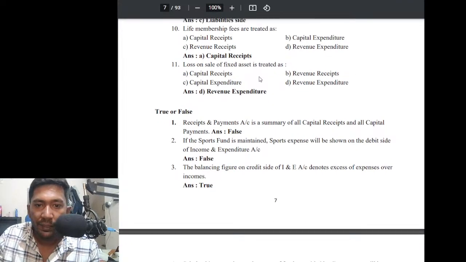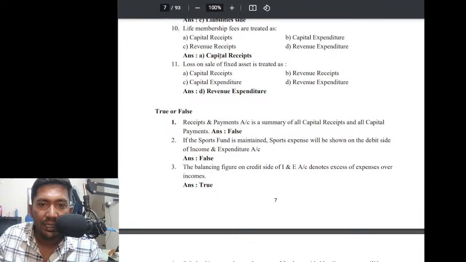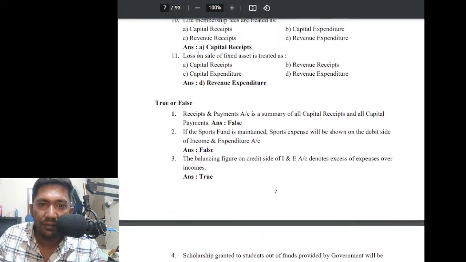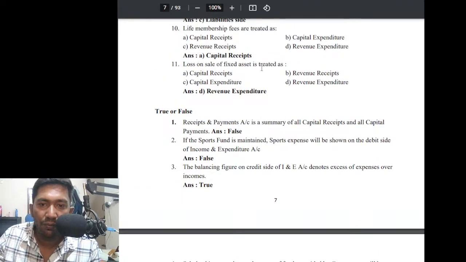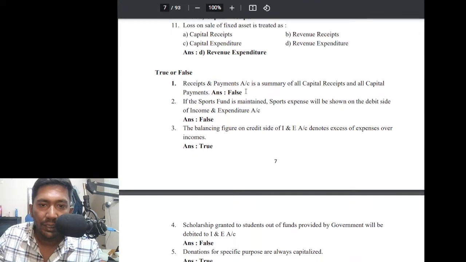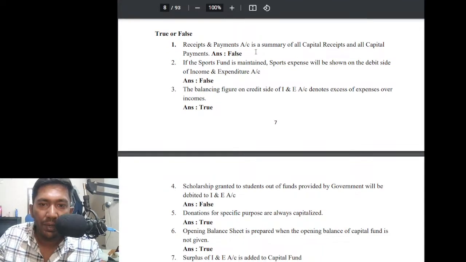Okay. The next we have is, life membership fees are treated as capital receipt. Okay. The next we have is, loss on sale of fixed asset is treated as revenue expenditure. The next, receipt and payment account is a summary of capital receipts and capital payments only.